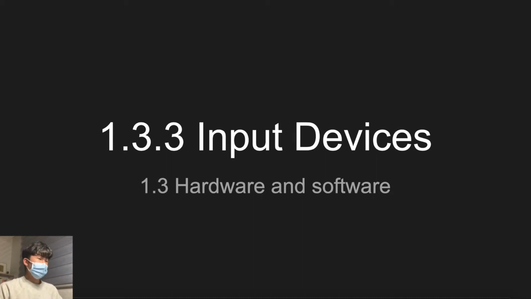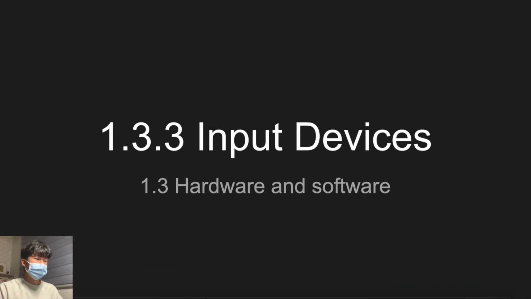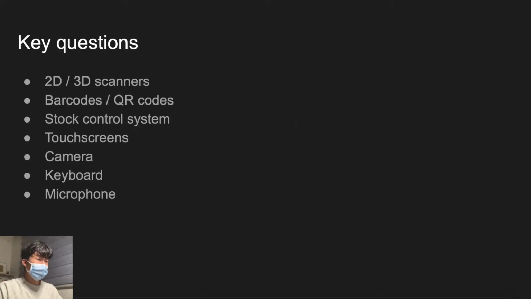Hello guys, today we're going to talk about essential questions in 1.3.3 input devices. This section is a pretty big section, so I'll divide it into two parts. First, major input devices and sensors, explained in another video. I'll describe the major input devices you have to know: scanners, barcodes, QR codes, and how the stock control system works on barcodes, and touchscreens, cameras, keyboards, and finally microphones.